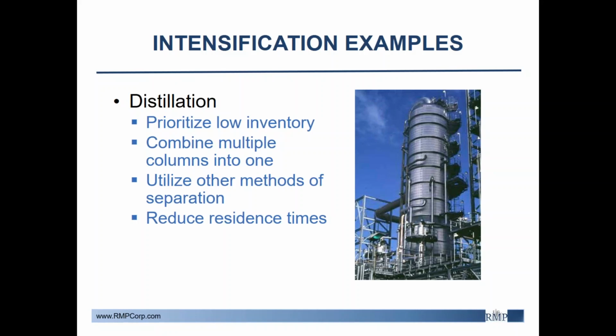The key is to lower the inventory and reduce the residence times of hazardous chemicals. This can be done by narrowing the base of the column so that it can't hold significant volumes of hazardous liquid for long periods of time, or by combining multiple cascading columns into one. If possible during the design process, the plant designers could even consider other separation methods besides distillation for their process.